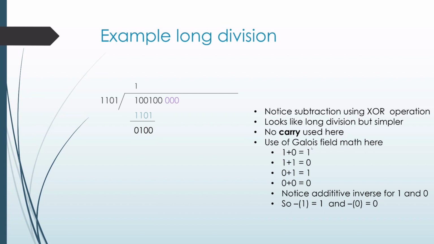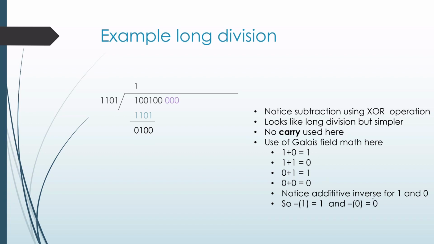algebra over a Galois field of GF2, which is, the only numbers it uses are zeros and ones. And the addition operation is defined like this. If you add 1 plus 0, it's going to be 1. If you add 1 plus 1, it's going to be 0. 0 plus 1, 1, and 0 plus 0, 0. So this is an XOR operation.